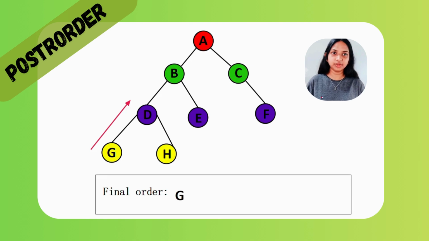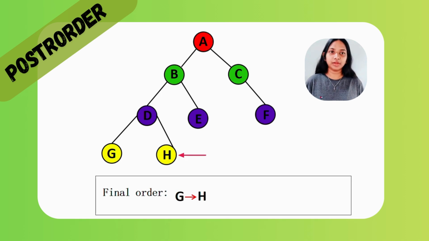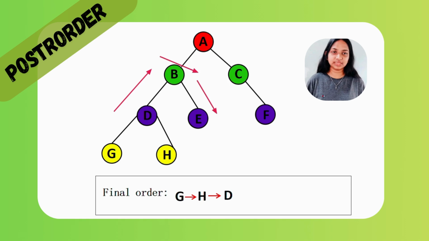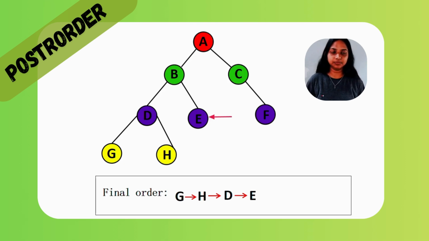We move back up to D, but the rule says children first. So we must visit the right side of D. Before we visit D, we finish H and visit H. Now that both children of D are visited, we finally visit the parent D. We move back up to B, but wait, B has the right child E. We must visit the child first. So we go to E and visit E. Now that the entire left and right team of B are finished, we can finally visit B.